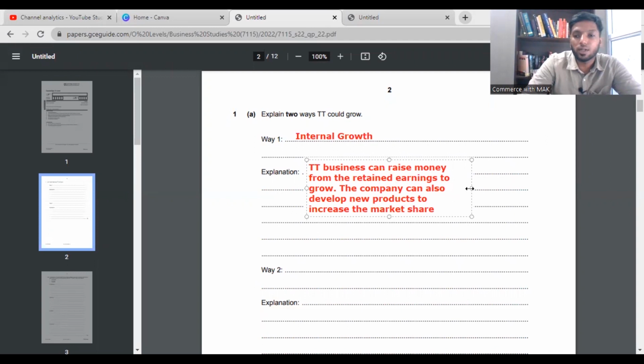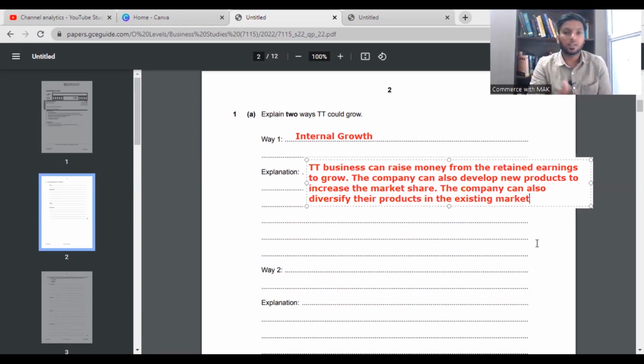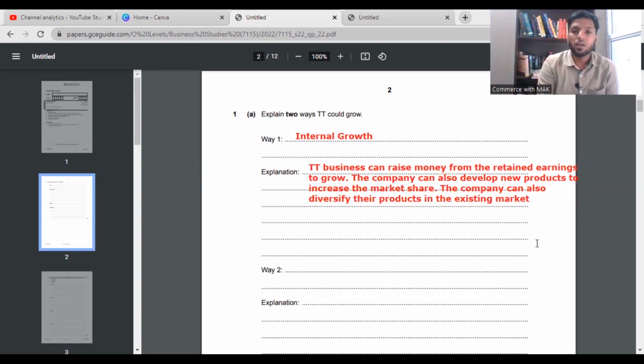Not only this, you can also write one more point. The company can also diversify their products in the existing market. So now you can see this. Now you can ask me, sir, is it correct? Because diversification comes under the external part. How can we take it as an internal thing? Because they are diversifying their products from within the company.